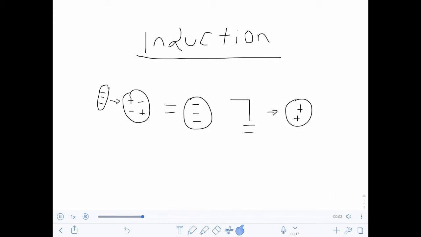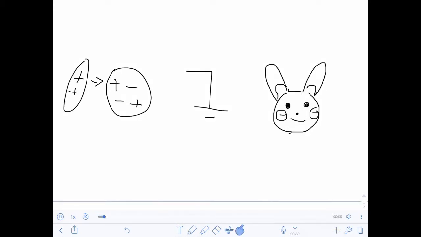If you have a particle that's neutral and you bring a negatively charged object near the neutral one, the positives will be attracted to the negatively charged object and rearranged like so. If it's then grounded, the negatives will leave and the particle becomes positive. Let's try the next example.